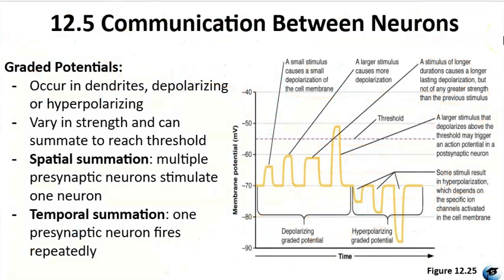Graded potentials occur in the dendrites of the neurons and may be either depolarizing or hyperpolarizing. These local changes in membrane potential vary in strength and can summate to influence whether a neuron reaches the threshold needed to initiate an action potential. Summation can occur in two ways: spatial summation, where multiple presynaptic neurons contribute to the stimulus, and temporal summation, where a single presynaptic neuron fires repeatedly over time.